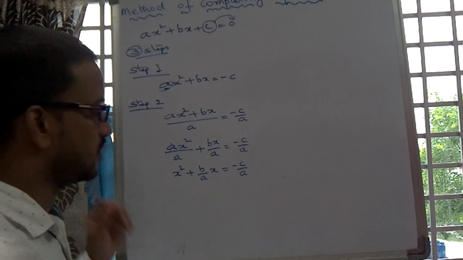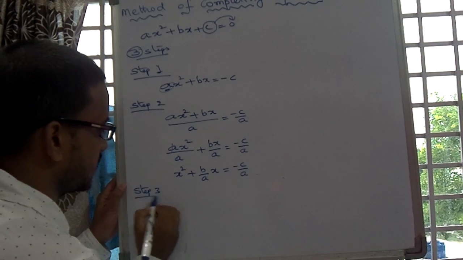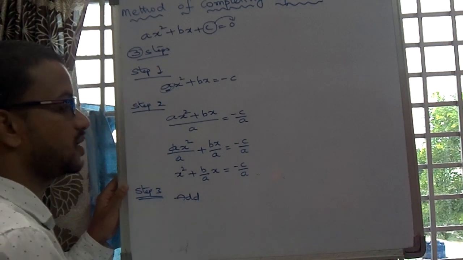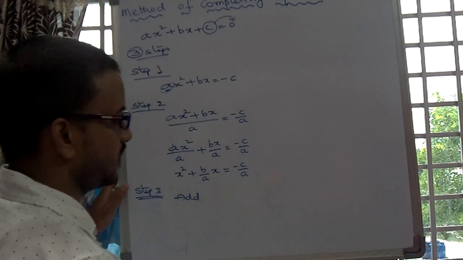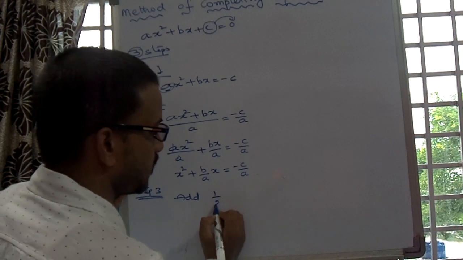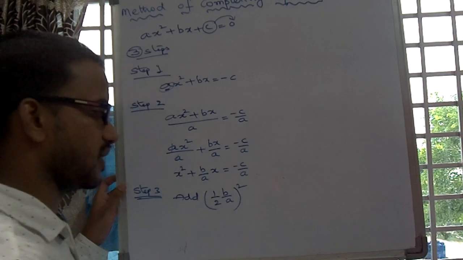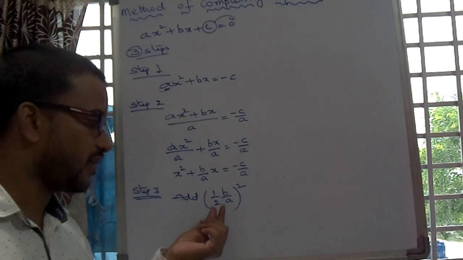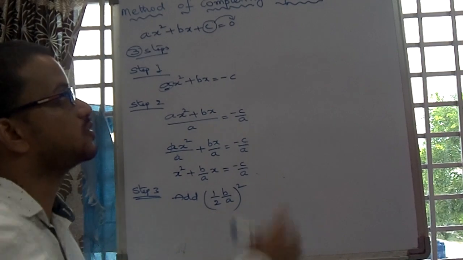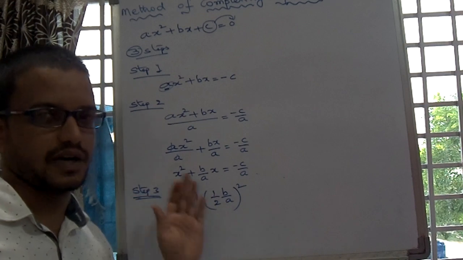Now here comes the third step. You have to add one term to both sides of the equation. The term we have to add is 1 by 2 b by a whole square. Remember this. Why do we have to add this 1 by 2 b by a whole square? Because it completes the square on the LHS.